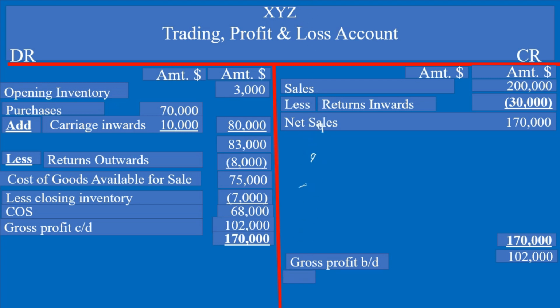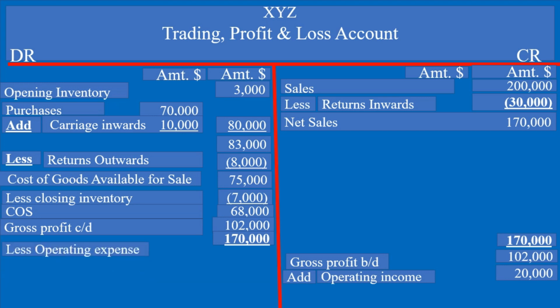Now, in addition to this gross profit, we need to factor in additional or operating incomes, whereby in our case we have got 20,000, while on the other side we consider to less operating expenses, whereby in this case we have got operating expense amounting to 90,000. Now with this in mind, you realize that the credit side has got a total of 122,000, while the debit side has got a total of 90,000. The difference between the two then becomes our balancing figure, which is the net profit carried down of that 32,000.